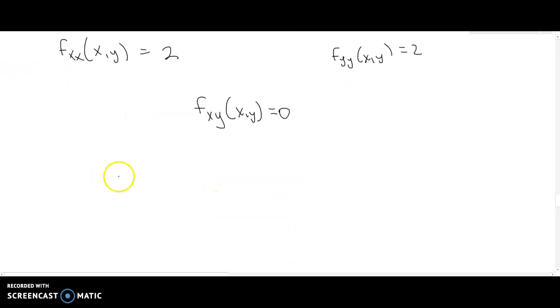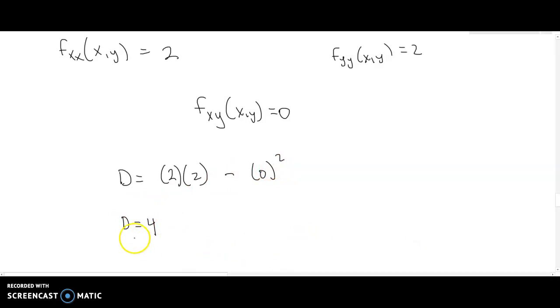So D is going to equal f sub xx times f sub yy. Those are already both constants. The x's and y's went away, so it doesn't matter what point we're at. The D value will be the same since f sub xx is a constant. And then minus the mixed partial squared, and so we get D is equal to 4.